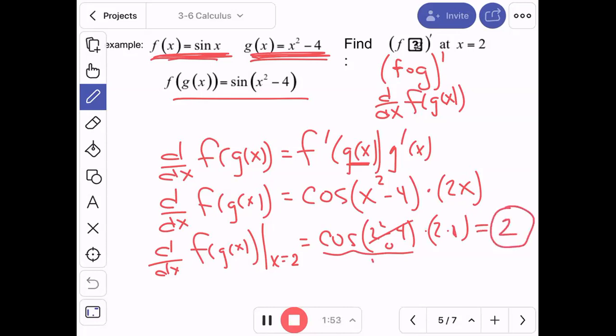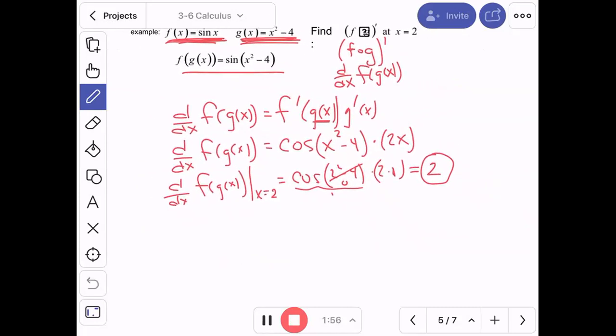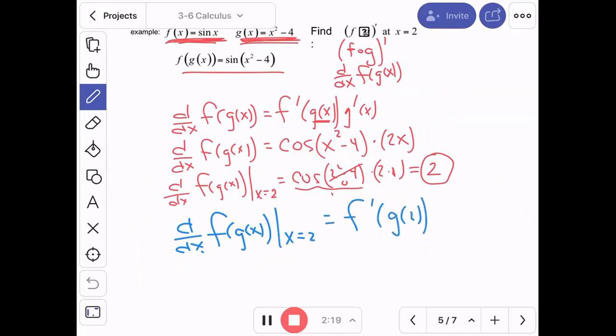Is there a second way that I can look at this problem? Yeah, let's look at this one other way. Since I was taking the derivative at 2, what I was really looking for is the derivative of f of g of x at x equals 2, which is going to be f prime of g of 2 times g prime of 2.